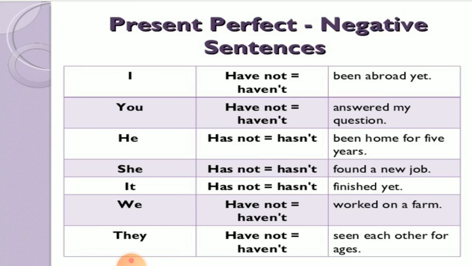Now let's see what we have to use in the present perfect negative sentence. Children, the other things all remain the same, only after the auxiliary verb has or have, you have to insert not, so your sentence becomes negative. Example: I have not been abroad yet. Or you can say I haven't. You can use the short form of have not, that is haven't. I haven't been abroad yet.